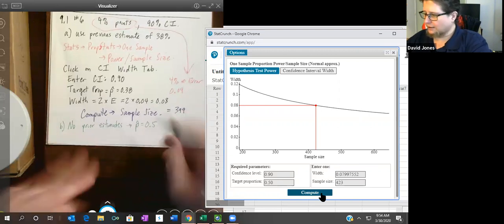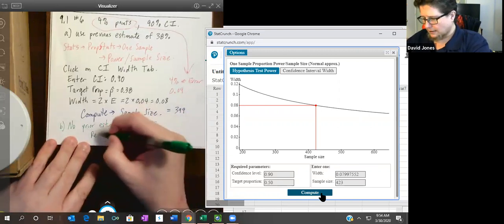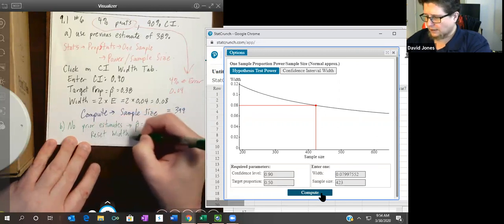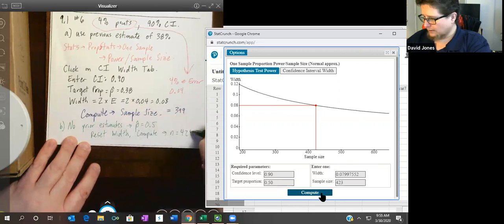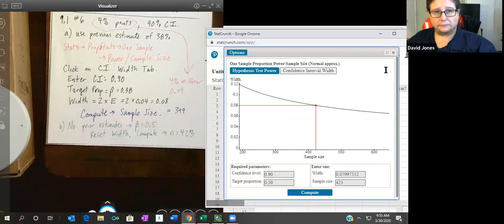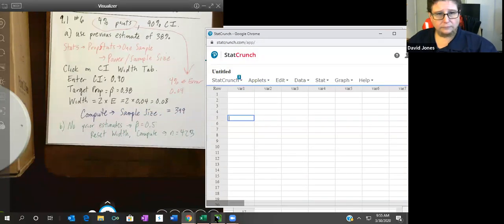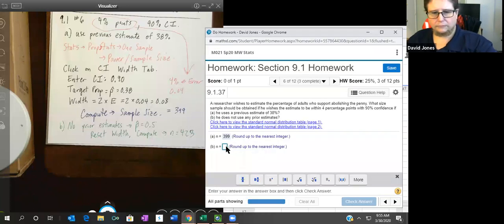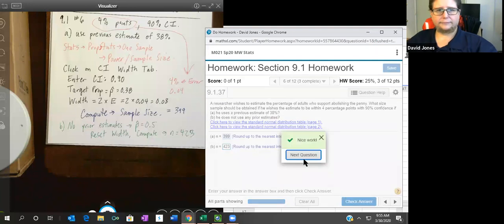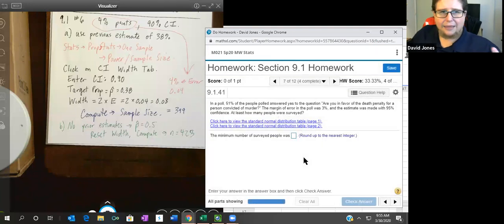So enter in that, reset the width, compute, and I get n equals 423. And that's how most of 9.1 is. You're either computing sample size, or you're computing the confidence interval, the lower limit and the upper limit, and things like that.